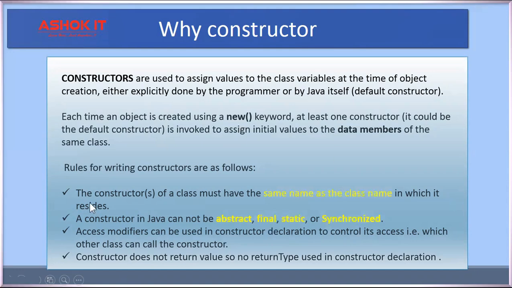The rules for writing a constructor are: the constructor must have the same name as the class name in which it resides or for which it is created. And a constructor in Java cannot be declared as abstract, final, static, or synchronized. So a constructor cannot be abstract, cannot be final, cannot be static, and cannot be synchronized. Access modifiers can be used in a constructor declaration to control its access. And a constructor does not return a value, so no return type is used in the constructor declaration.